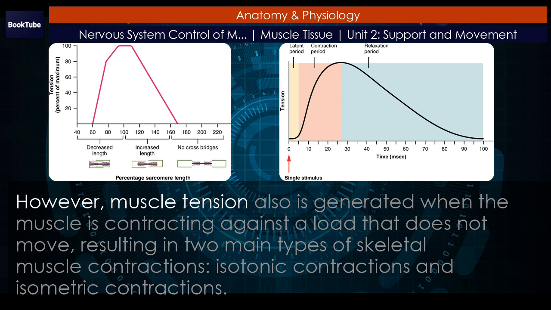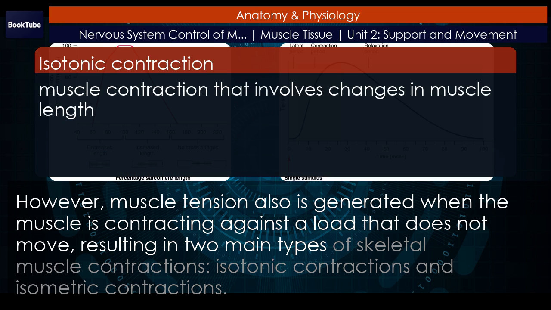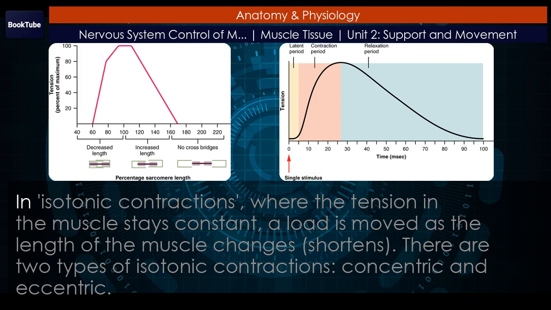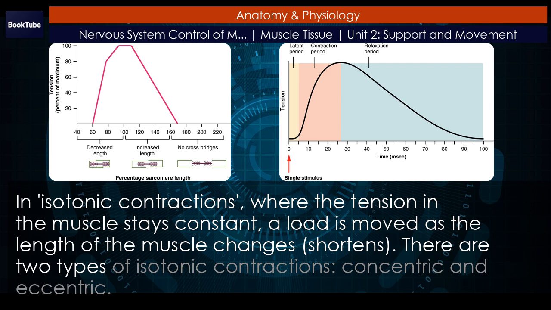However, muscle tension also is generated when the muscle is contracting against a load that does not move, resulting in two main types of skeletal muscle contractions: isotonic contractions and isometric contractions. In isotonic contractions, where the tension in the muscle stays constant, a load is moved as the length of the muscle changes, shortens. There are two types of isotonic contractions: concentric and eccentric.